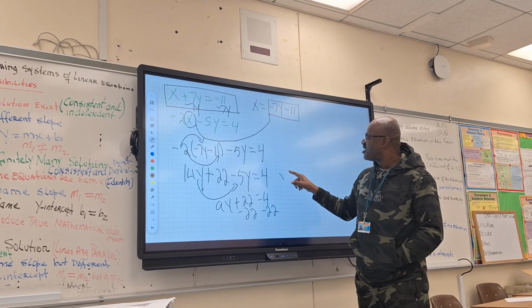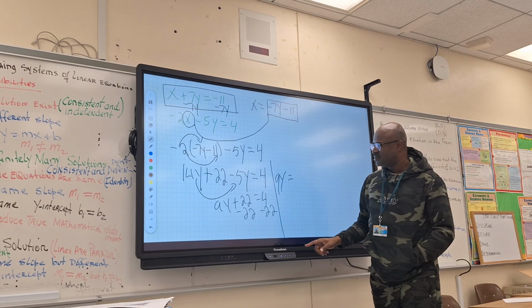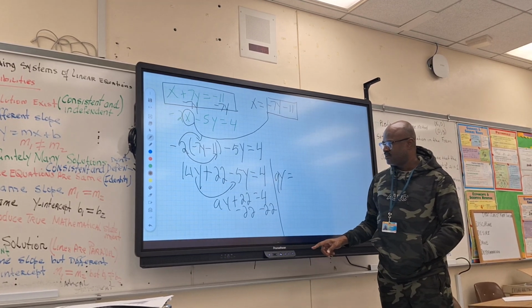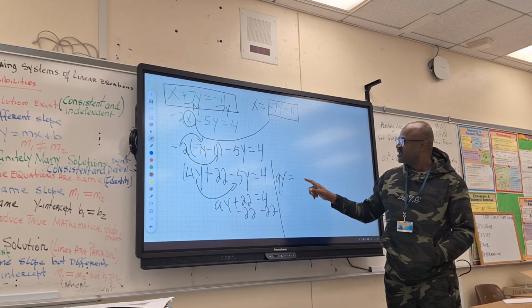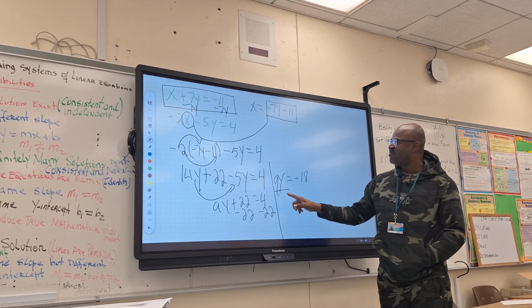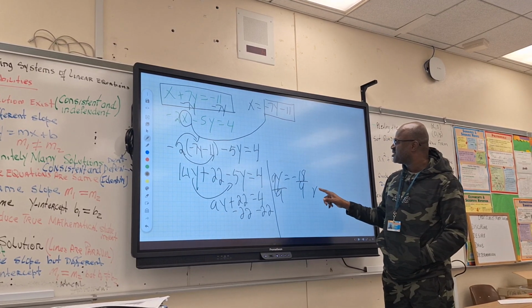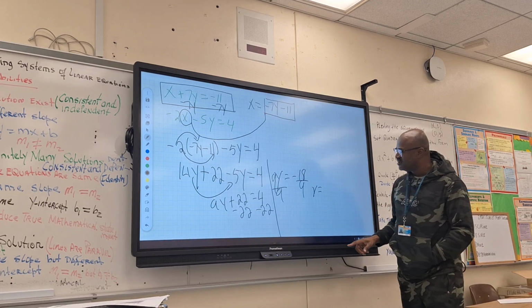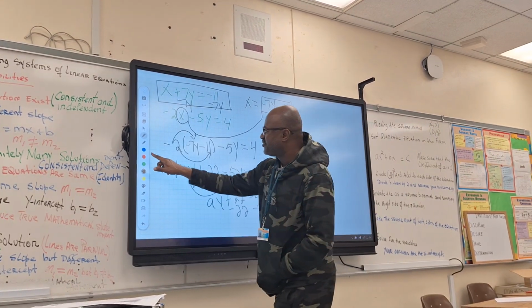Then you will have 9y is equal to 4 minus 22, which is -18. Then what do you do? Divide both sides by 9. Then you will get y is equal to... In this case, what is y? Y is -2. Now I'm going to take that -2 here.